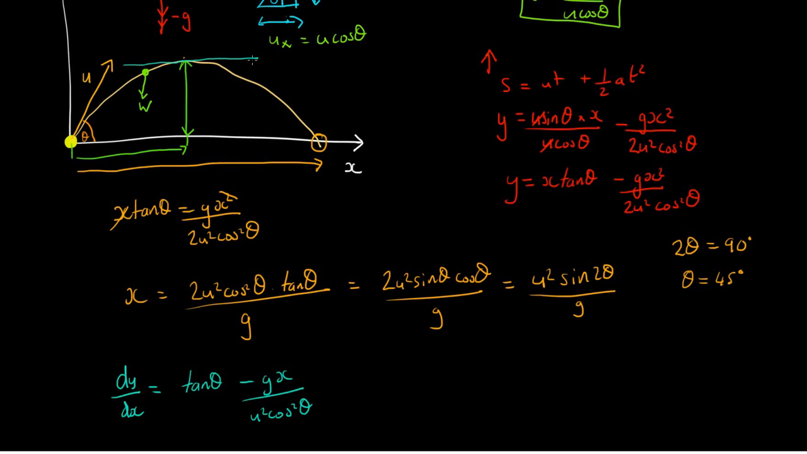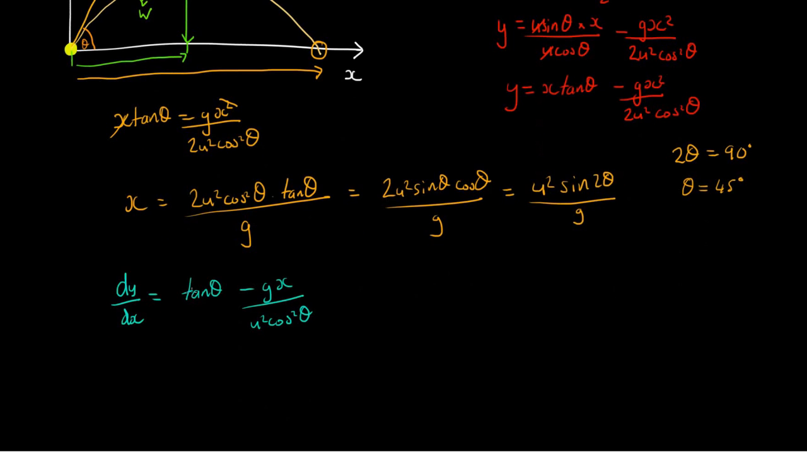So dy by dx at that point is 0. And so what we can do is set this expression equal to 0. So we end up with gx divided by u squared cos squared theta is equal to tan theta. Setting this to 0 and moving the other term over, we multiply u squared cos squared theta up and divide by g. We end up with x is equal to tan theta times u squared cos squared theta divided by g.